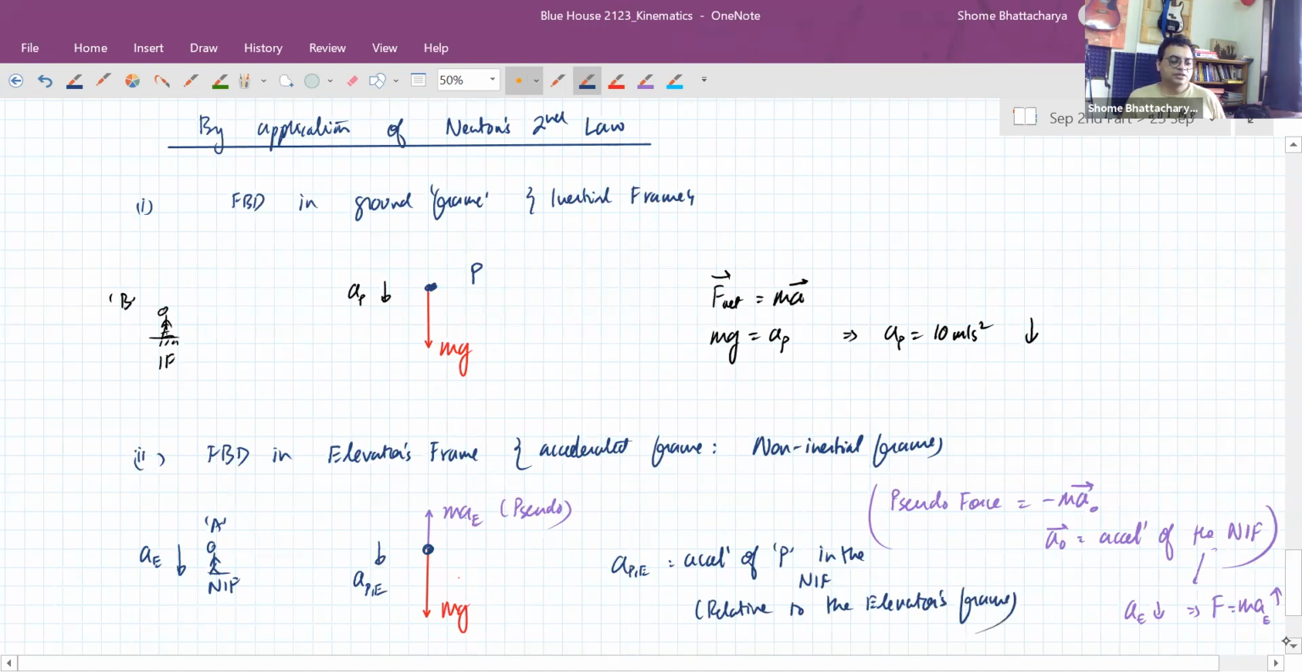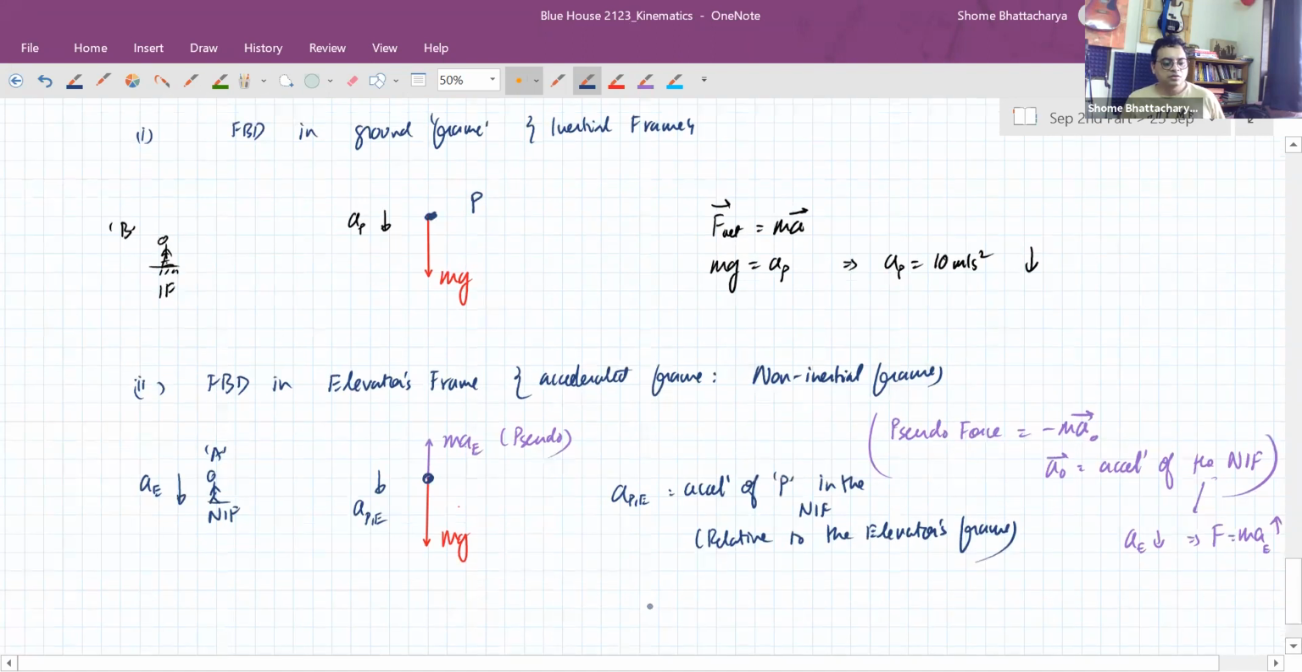So you can see how basically it is nothing but a concept of relative acceleration. The concept of pseudo force is actually like a concept of relative acceleration. So when we say that net force is equal to mass into acceleration, here the net force will become mg minus the pseudo force. But the acceleration on the other side will be which acceleration? It will be the relative acceleration. So you can see that eight meters per second square downwards.